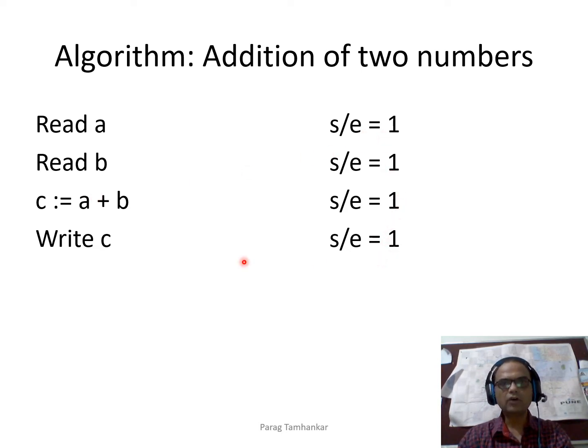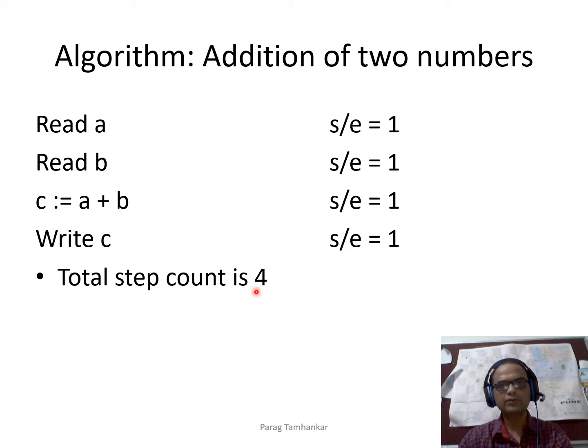So how many total steps are performed by the algorithm? The total number of steps performed by the algorithm would be 4. So my total step count of this algorithm would be 4. Now you see 4 is a constant value. Today I run the program, it will require 4 units of time. 10 days later I run the program, it will require 4 units of time. 10 years later, it will still require 4 units of time. So the time required is fixed.